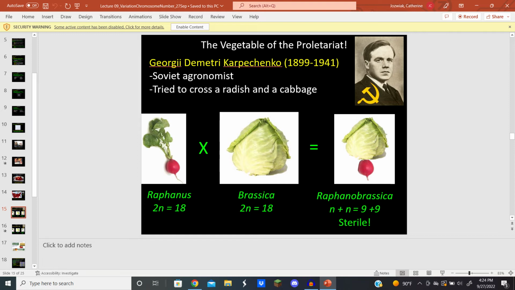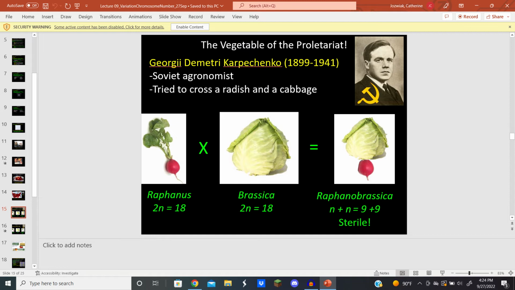And Karpachenko was, in fact, able to get hybrids. And the hybrids were viable, or not viable, but they would grow, right? The problem is that they never produced seeds. And this is because they're sterile, right? Let me explain how this works. When you have 9 chromosomes, so this has a 2N number of 18, every gamete is going to carry 9 radish chromosomes, and you combine that with 9 brassica chromosomes.